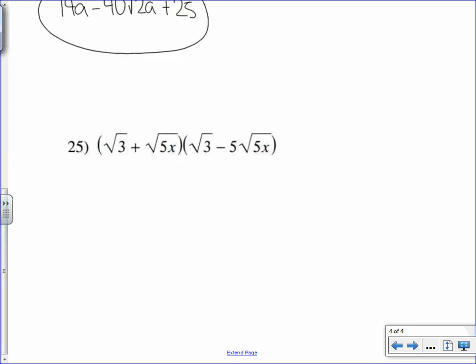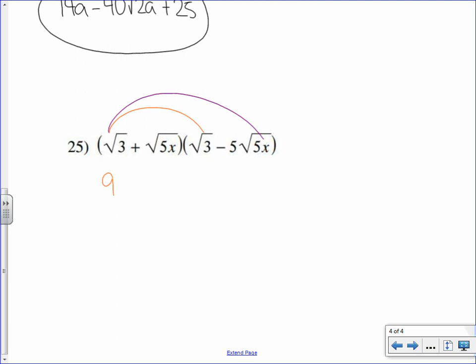And last but certainly not least, another FOIL problem. Square root of 3 times the square root of 3. That's going to give you the square root of 9, but that's just 3 because the square roots undo each other. So that's just 9.